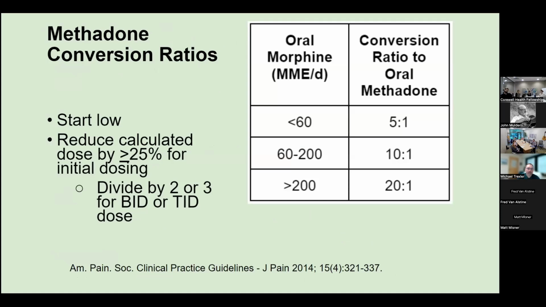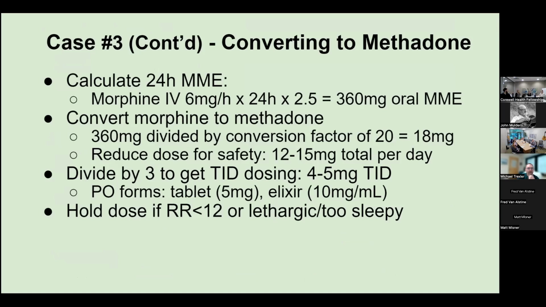So if they're on a lower amount, then it's 5 to 1 morphine to methadone in terms of the daily dosing, and then you divide that by 2 or 3 to get your BID or TID dosing. If they're on 60 to 200 MMEs, it's 10 to 1. If greater than 200, then 20 to 1.